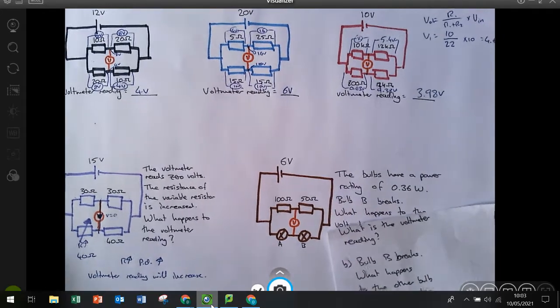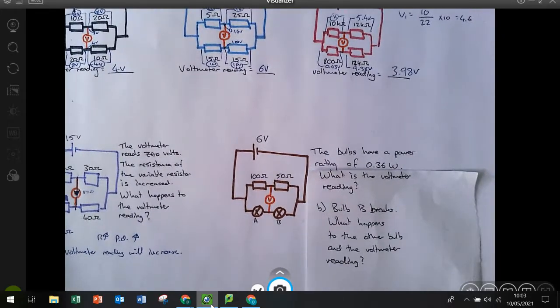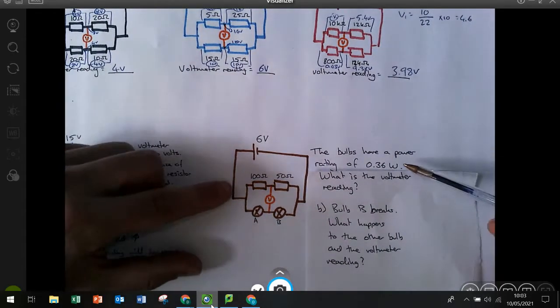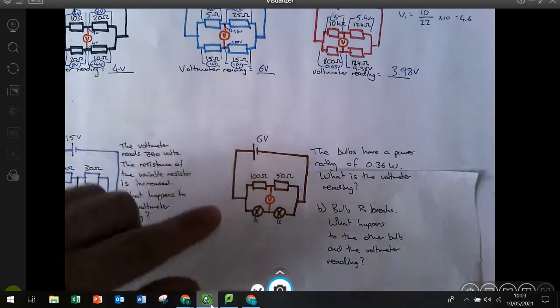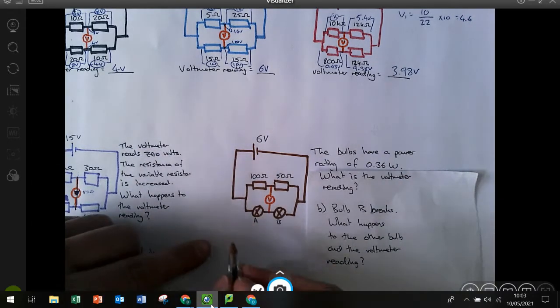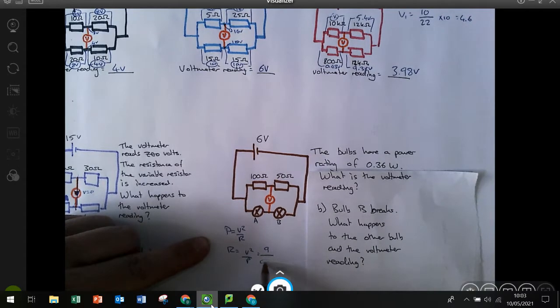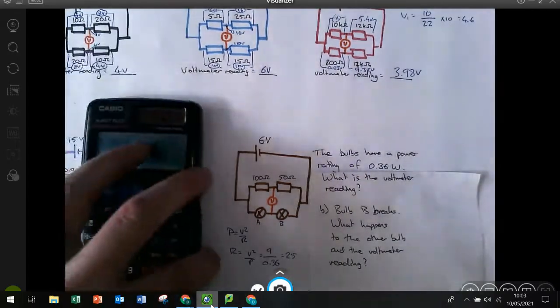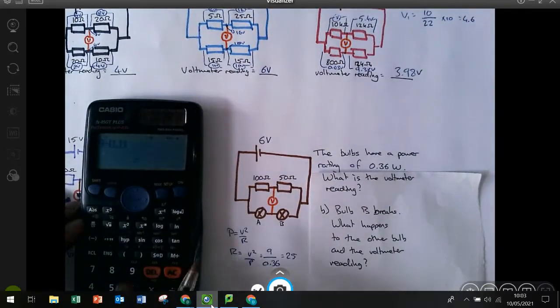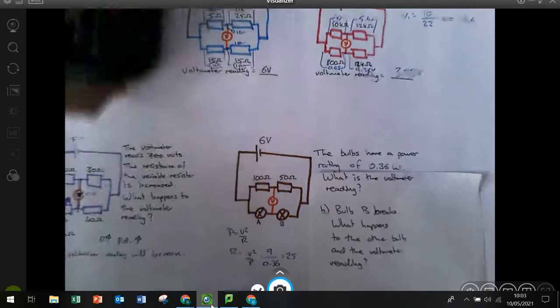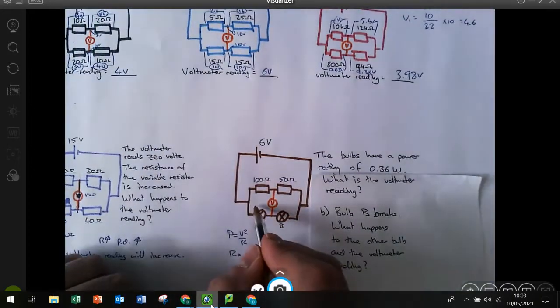And then the final question: the bulbs have a power rating of 0.36 watts. What is the voltmeter reading? So we obviously need to work out the resistance of these two bulbs. So power is V squared over R. So R is V squared over power, which is 9 over 0.36, which is 25. I think it's 25. I'm just going to check. 25. So we've got 25 and we've got 25.